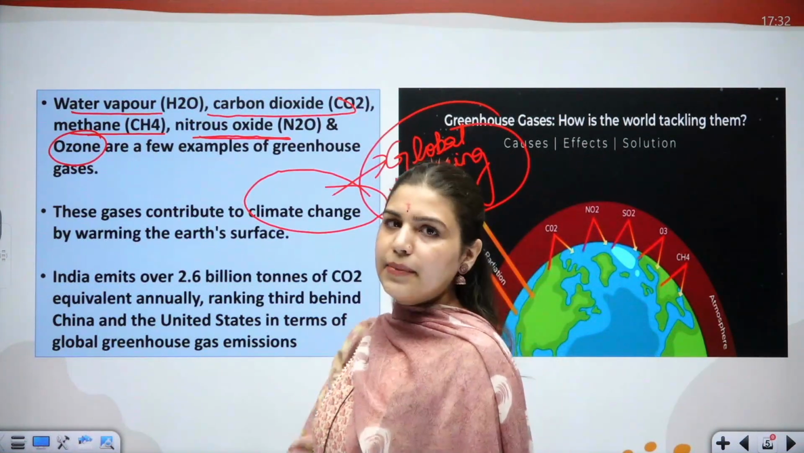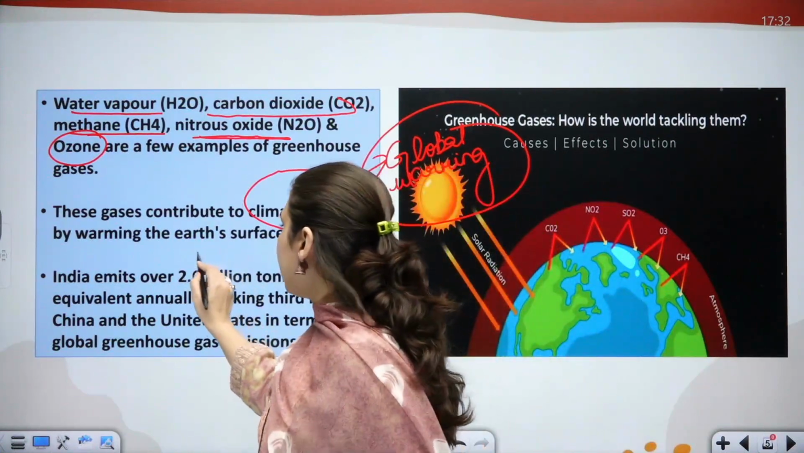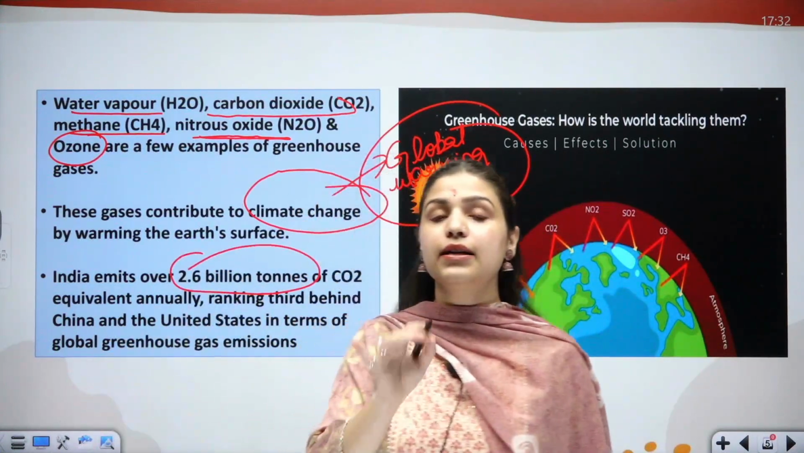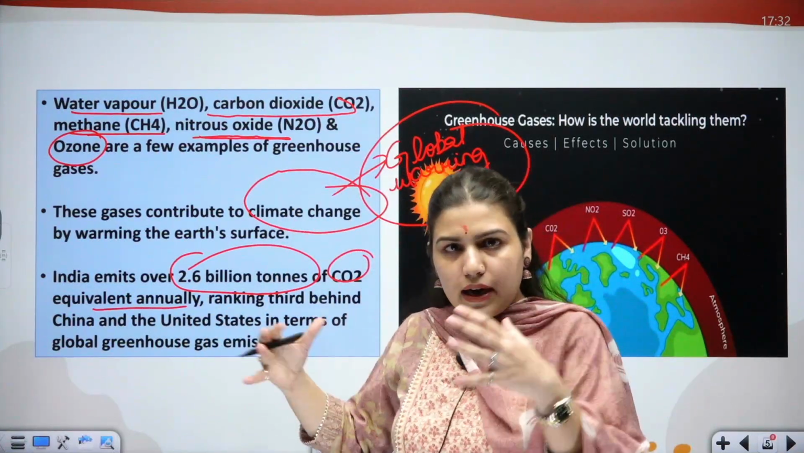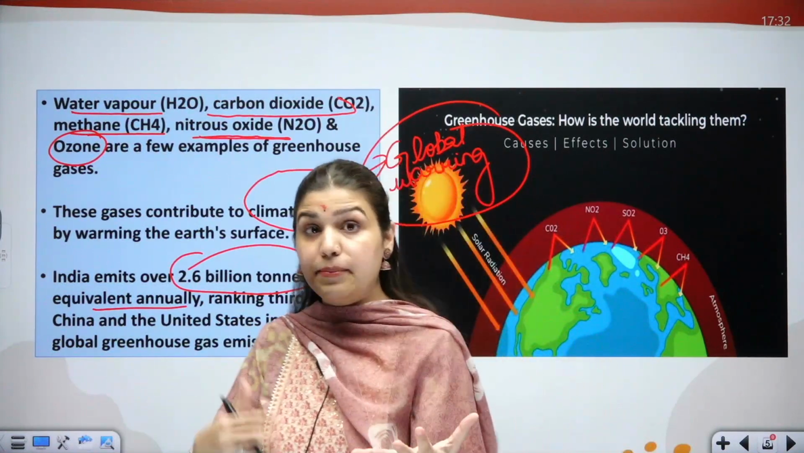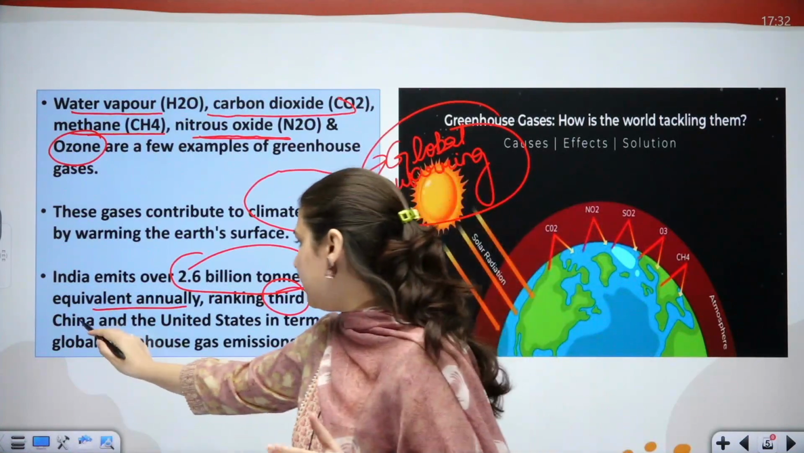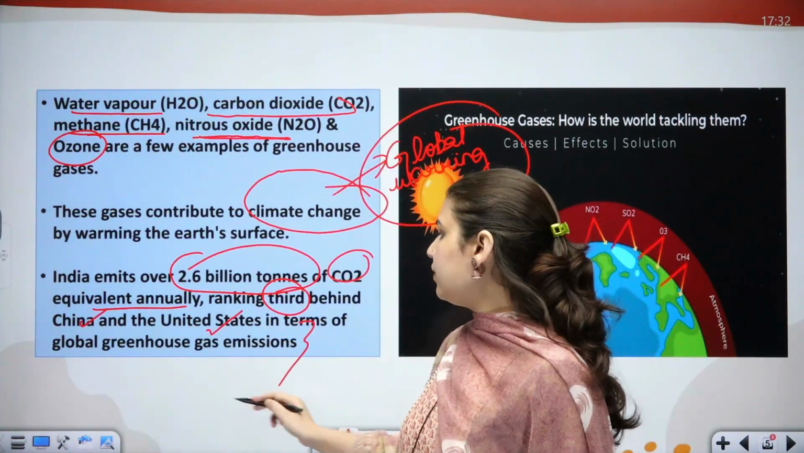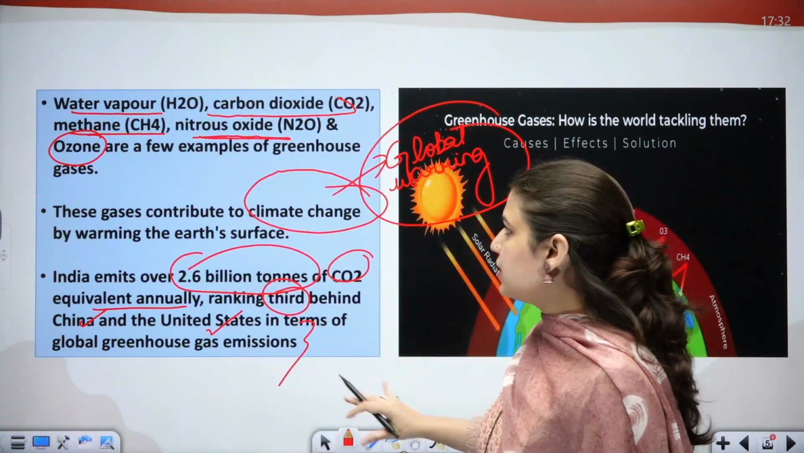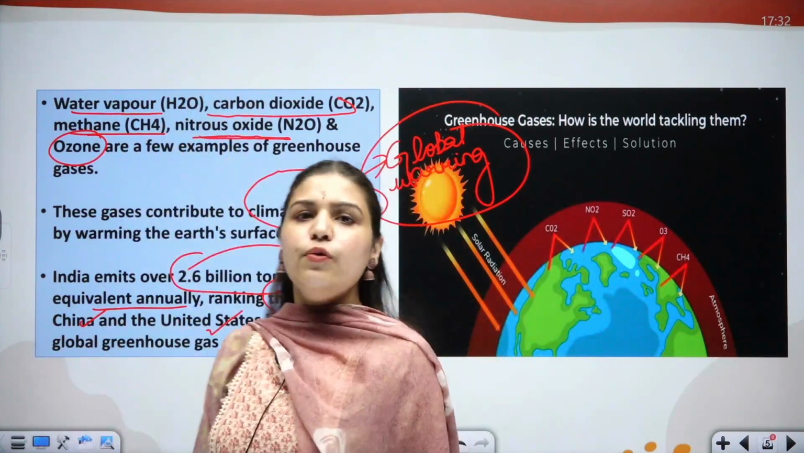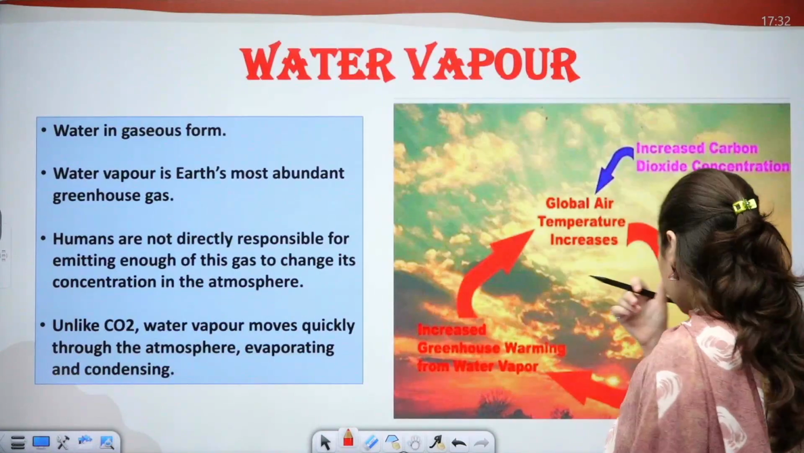They are contributing towards climate change. And if we talk about India particularly in releasing these greenhouse gases, it emits over 2.6 billion tons of carbon dioxide equivalent annually. In terms of our ranking in emitting carbon dioxide, we are at the third position. Number one is China, then the US, in terms of global greenhouse gas emissions. So this is our position, and these are some of the prominent greenhouse gases. We will be discussing these prominent gases in detail. So let's start with water vapor first.